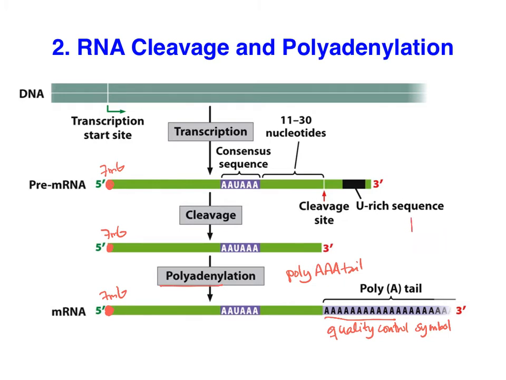The longer the tail, the longer the mRNA will be able to stick around inside the cell. So we could draw a little graph that says length of the poly-A tail and then the lifetime of the mRNA. And they're pretty well related. A short tail means this mRNA is going to be degraded quickly. A long tail means this mRNA can stick around and be translated for a long time.